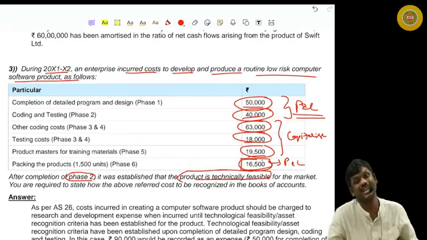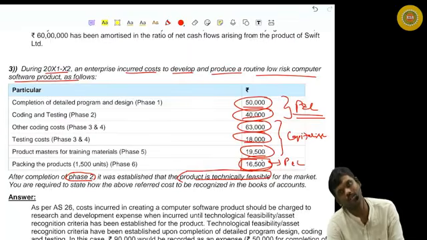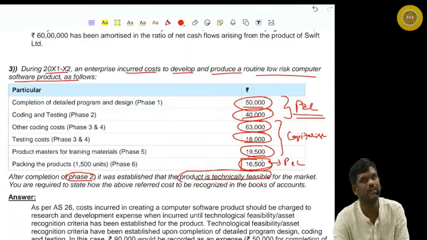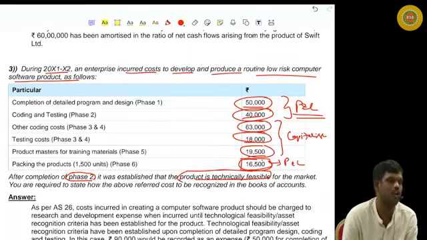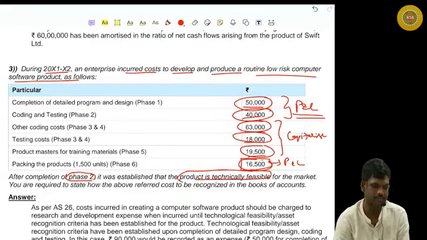Till phase 2, those conditions didn't get satisfied. So whatever expenses we incur should be charged to P&L. After phase 2, those conditions got satisfied. Only then we can start capitalizing. I hope you are very clear.